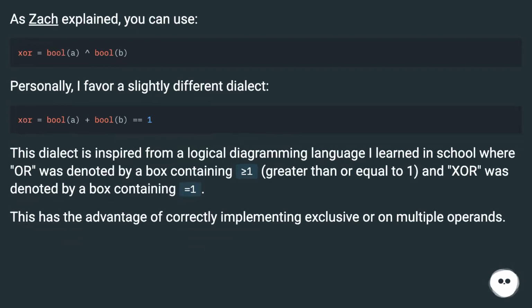As Zach explained, you can use this. Personally, I favor a slightly different dialect. This dialect is inspired from a logical diagramming language I learned in school where OR was denoted by a box containing greater than or equal to 1, and XOR was denoted by a box containing equals 1. This has the advantage of correctly implementing exclusive OR on multiple operands.